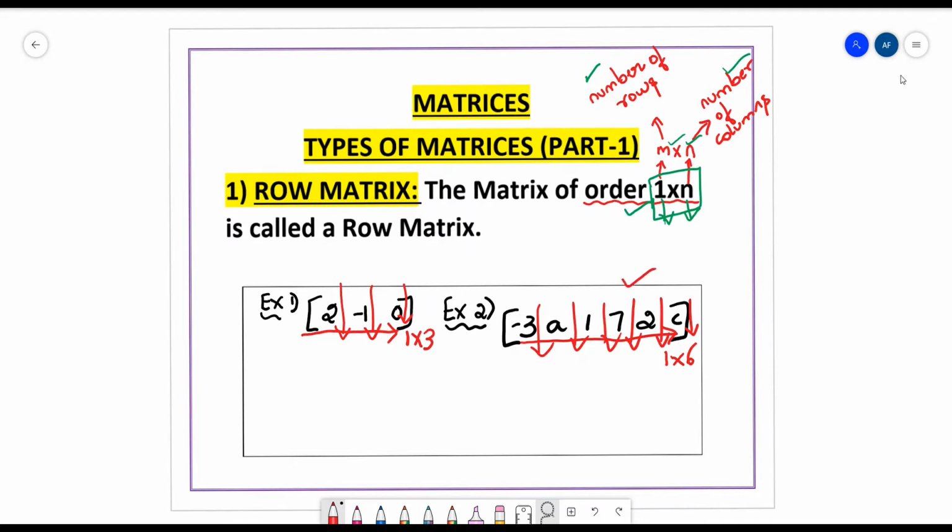So order is nothing but the what? Dimension of the matrix. For example 1 it is 1 cross 3, and for example 2 it is 1 cross 6. You can see here in this case only a single row is there, so it is a row matrix. And number of columns can be anything. Here it is 3 and here it is 6. It can be anything, but more focus is on 1. Only a single row should be there, so it is a row matrix.